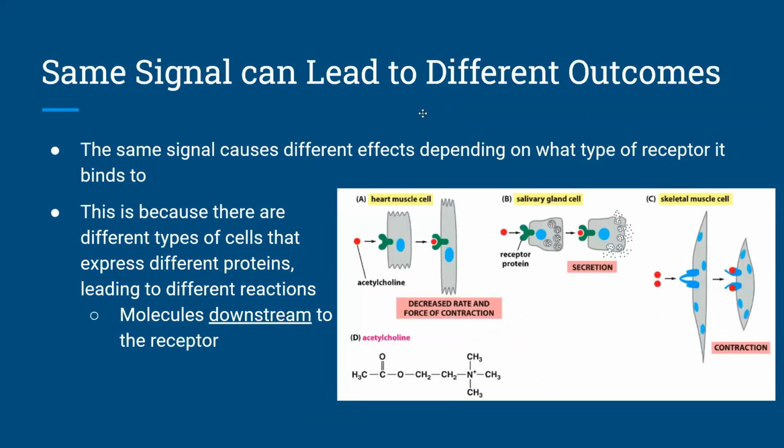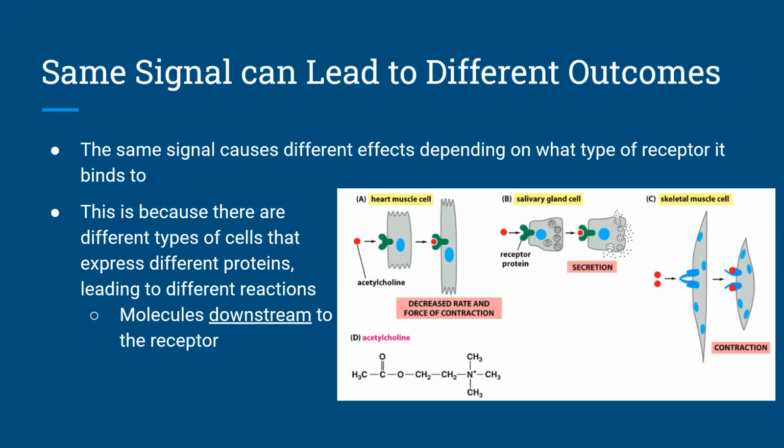So the same signal can lead to different outcomes. Obviously what type of receptor it is or what type of cell is receiving the signal can lead to a different effect, even if it's the same signal. It's just because each cell expresses different proteins and different genes, and each one is unique. So even if it receives the same signal, it can have a different reaction.